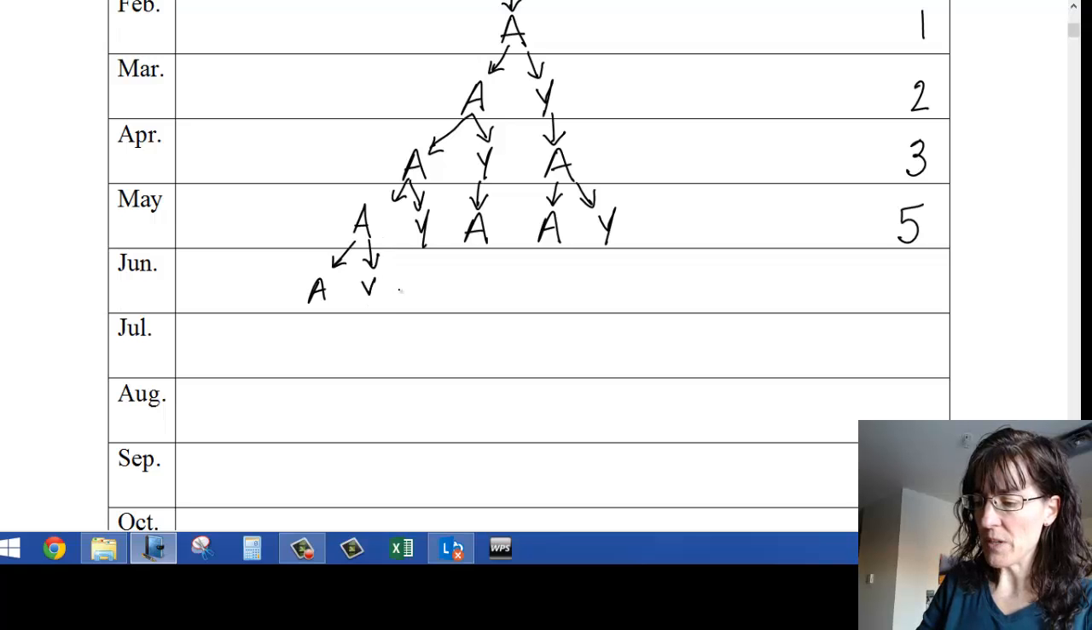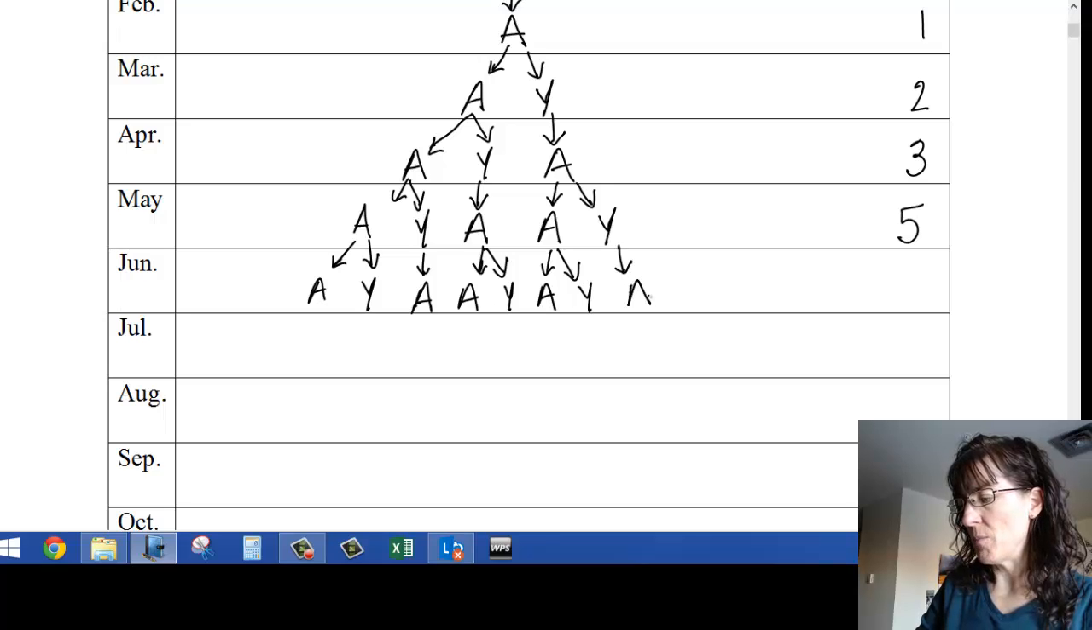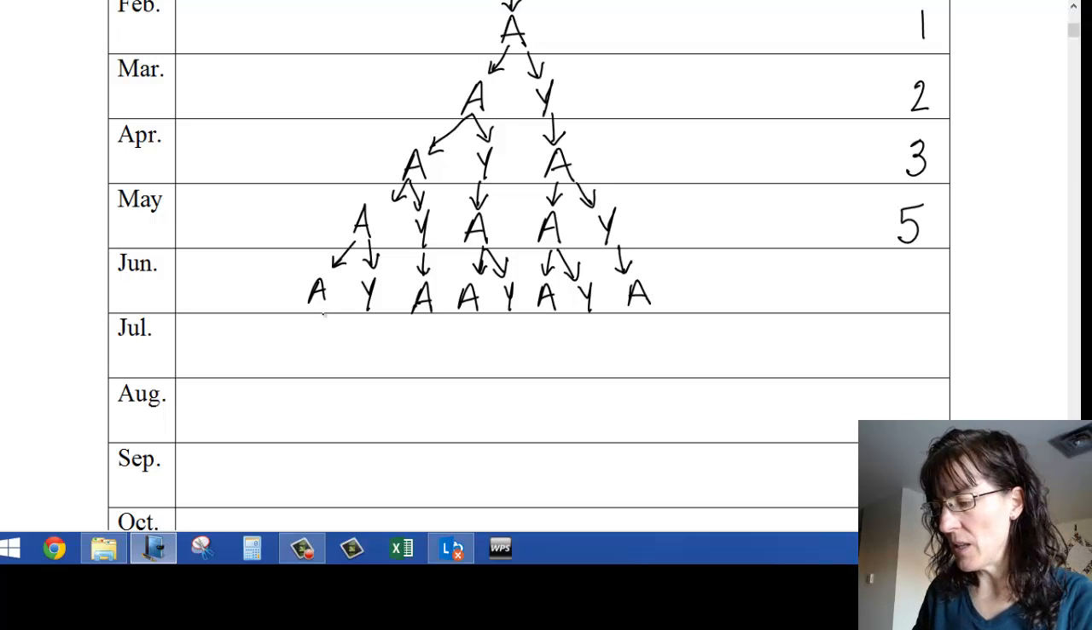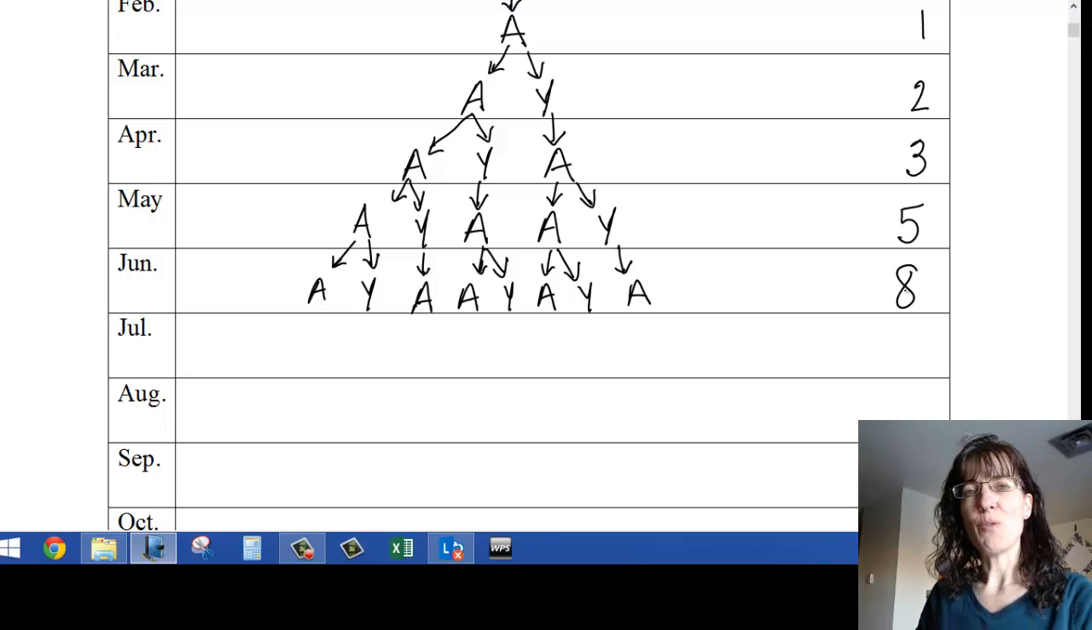So continuing on, I have this adult pair, they themselves plus a youth. This youth is going to become mature in the next month. This will give you an adult plus a youth pair. Same for this adult plus a youth pair, and this youth will become an adult. And then in this June we have 1, 2, 3, 4, 5, 6, 7, 8 pairs of rabbits.